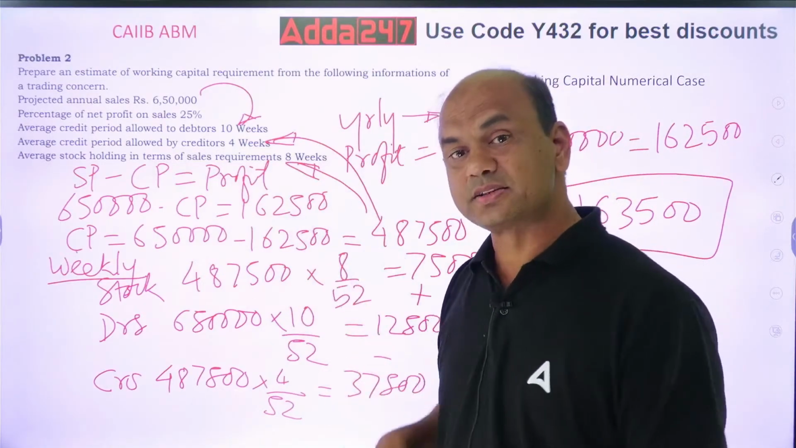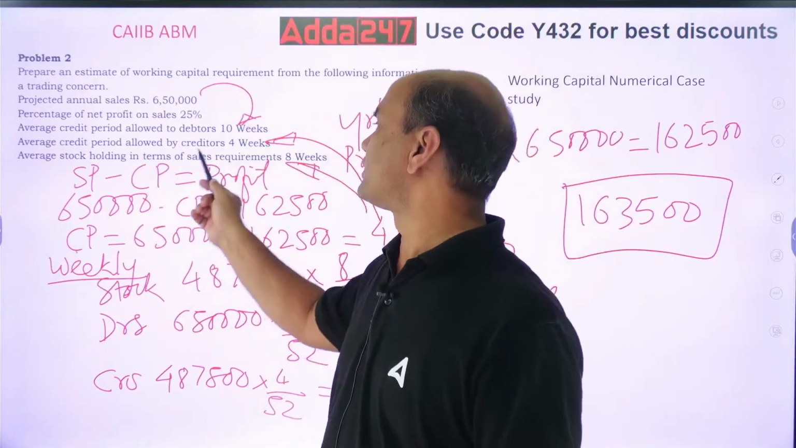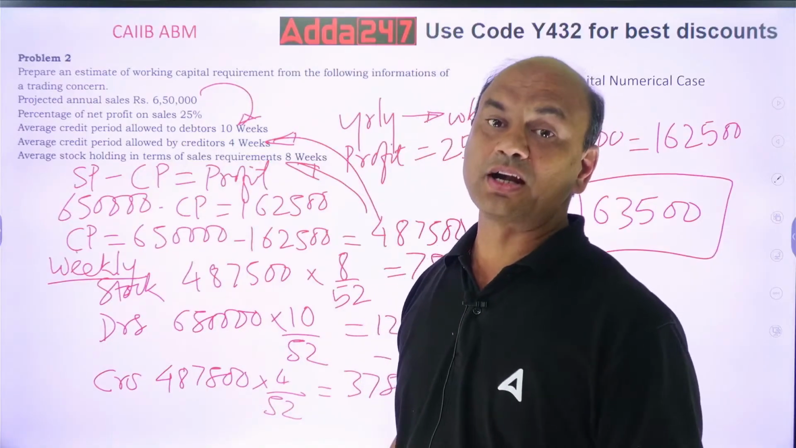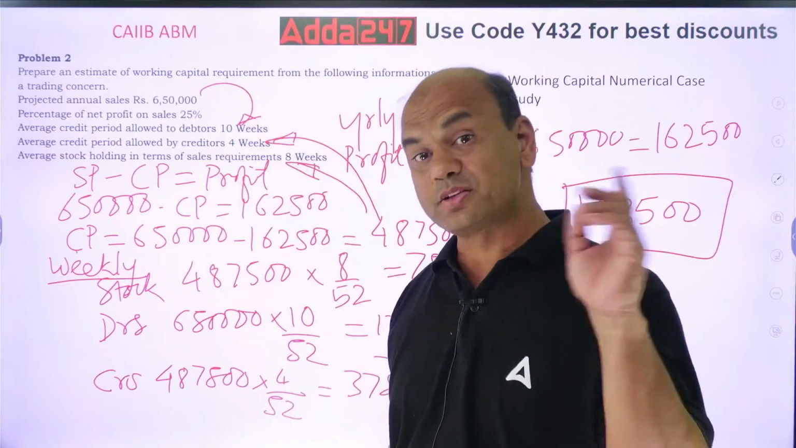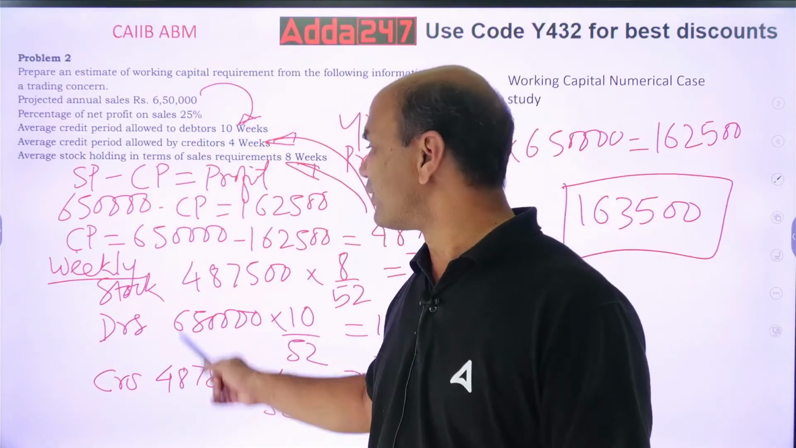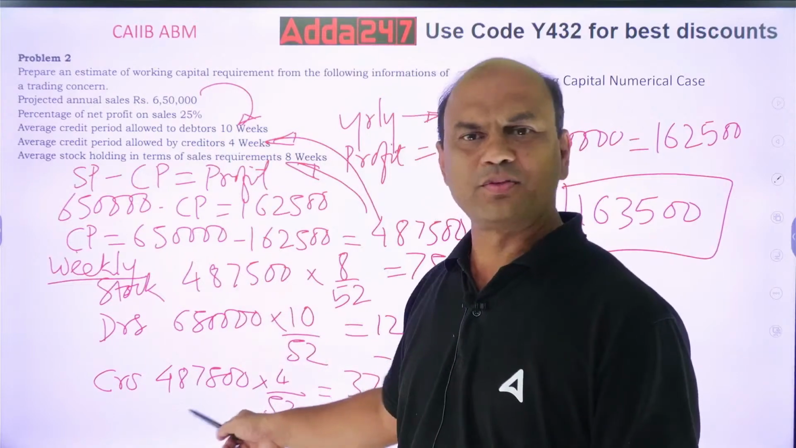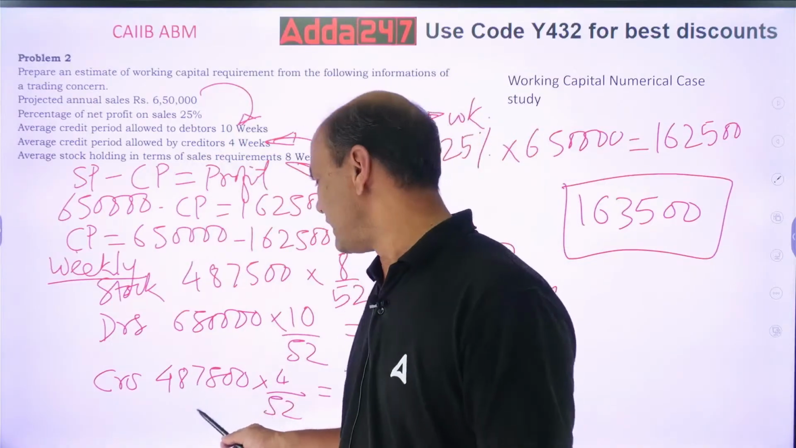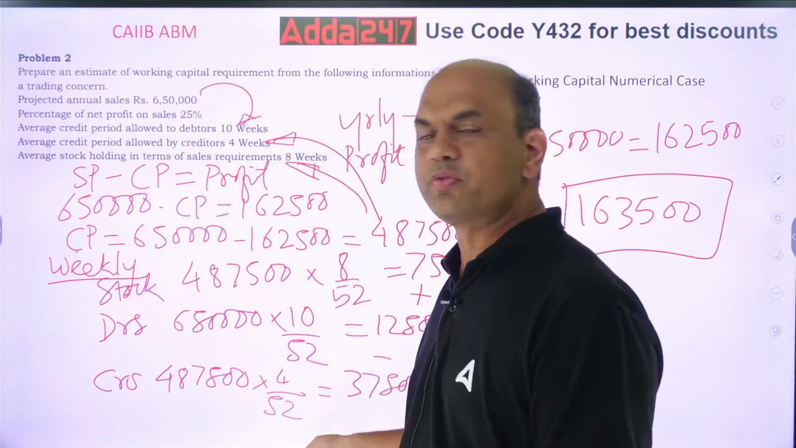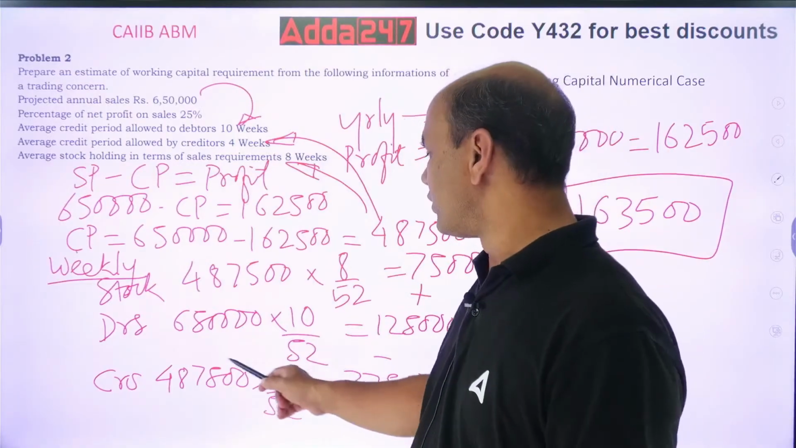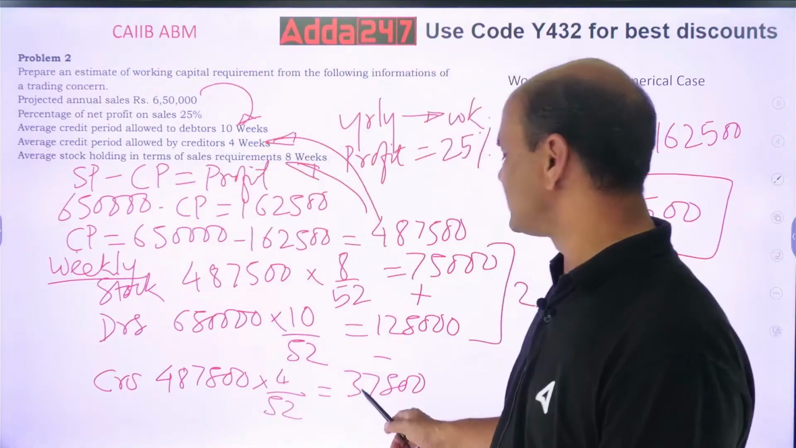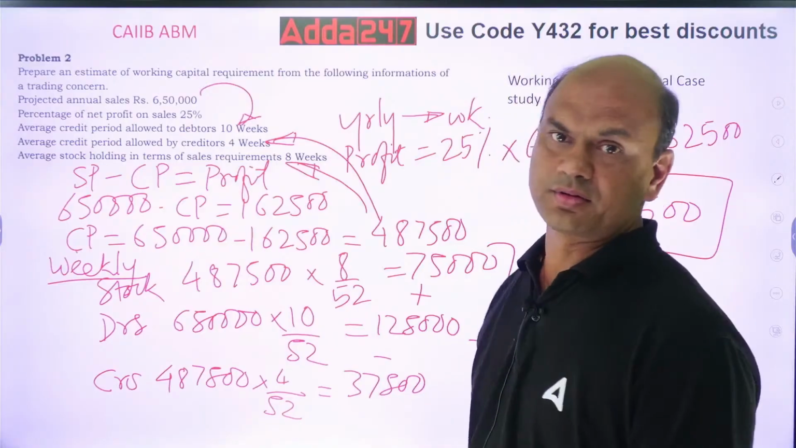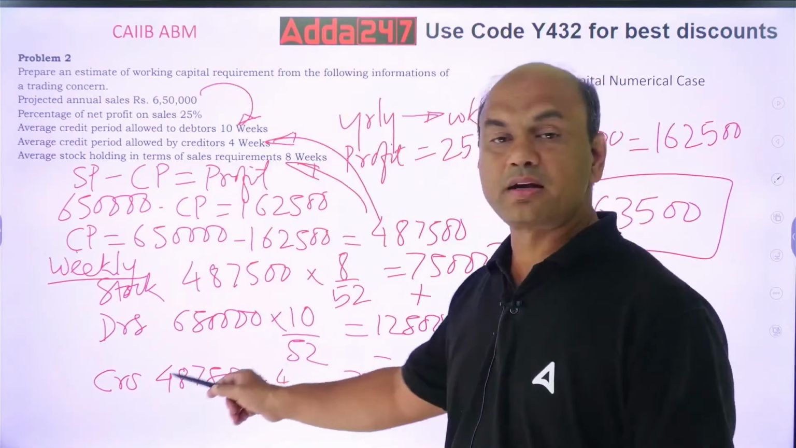Now, current liabilities. Current liabilities are creditors. What is given about the creditors? 4 weeks. Now, creditors will be based on what? Creditors have given me raw material, so that will be based on cost. So 487,500, the same figure will come over here. 487,500 into 4 weeks upon 52. So it is 37,500. Got it? This is your creditors.